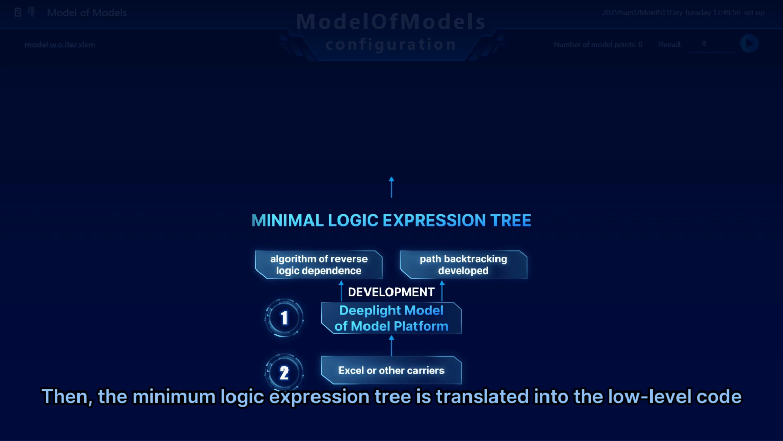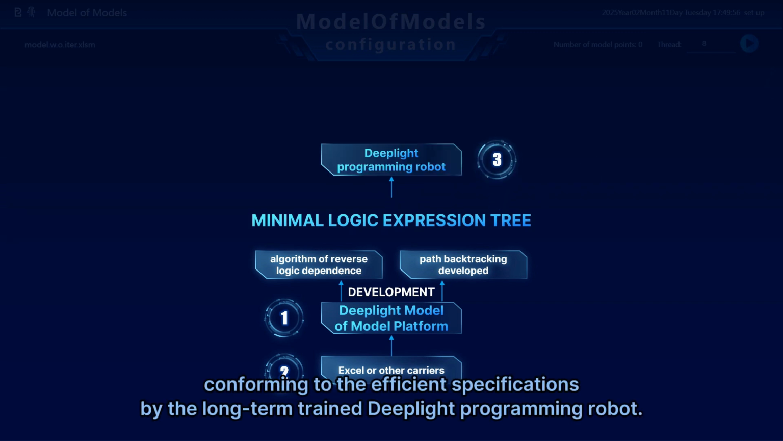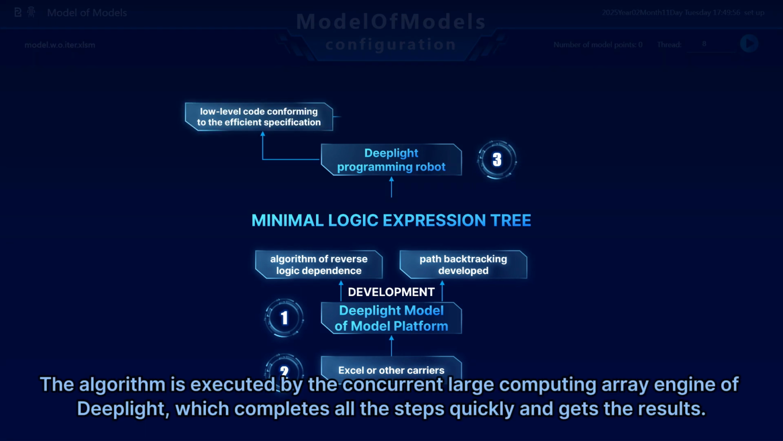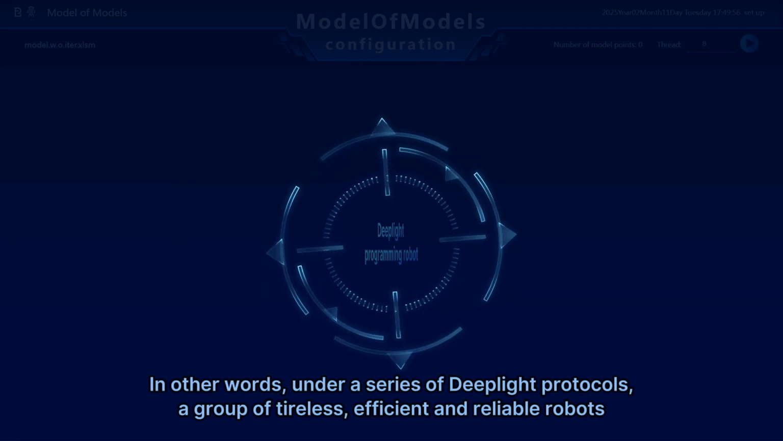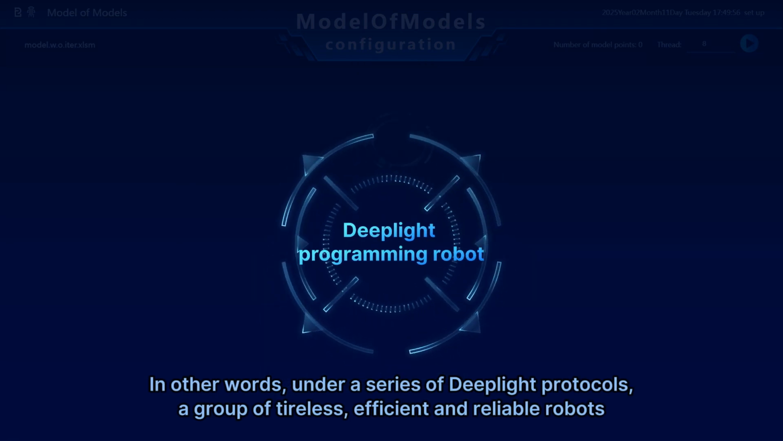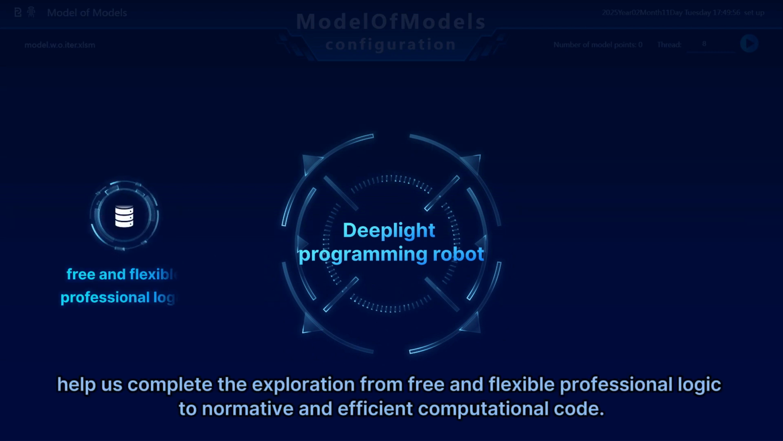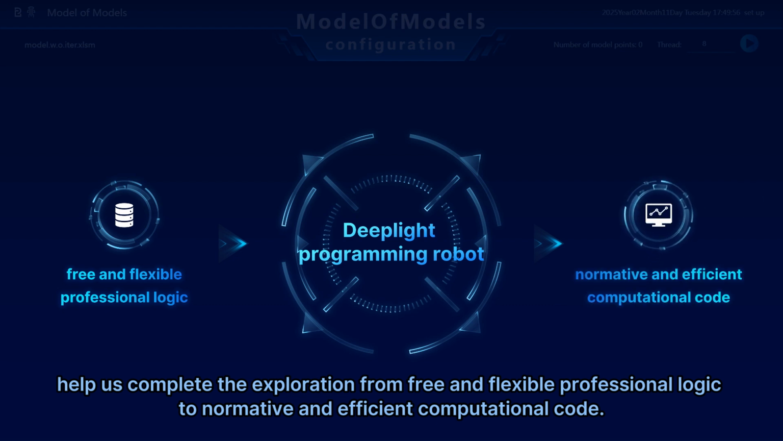Then, the minimum logic expression tree is translated into low-level code, conforming to efficient specifications by the long-term trained Deeplight programming robot. The algorithm is executed by the concurrent large computing array engine of Deeplight, which completes all the steps quickly and gets the results. In other words, under a series of Deeplight protocols, a group of tireless, efficient, and reliable robots help us complete the exploration from free and flexible professional logic to normative and efficient computational code.